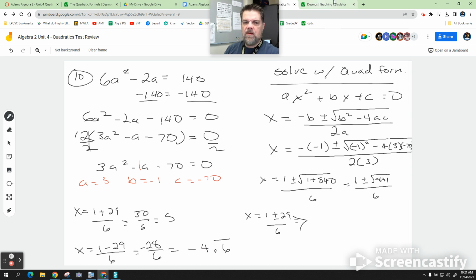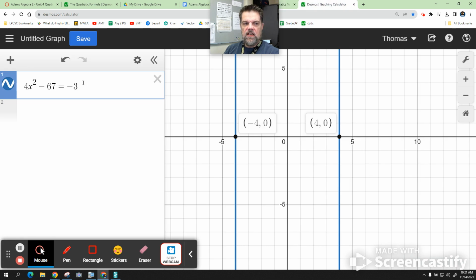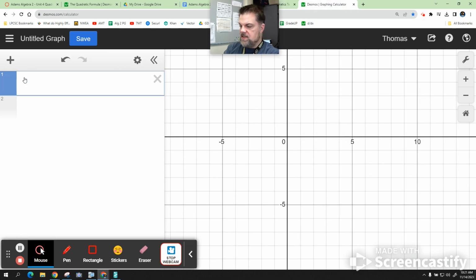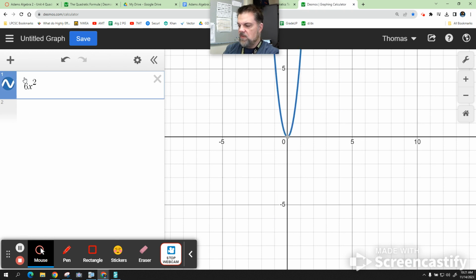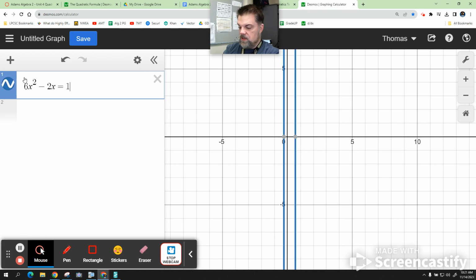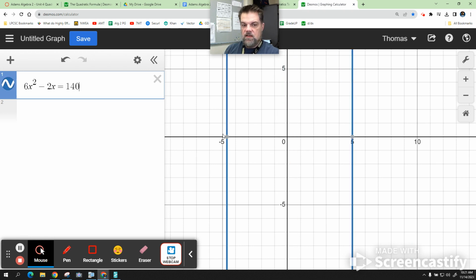I could double check that by just graphing it in Desmos. Let's plug that in. So I'm going to say 6, I got to use x instead of a though, 6x squared minus 2x equals 140. I was right.